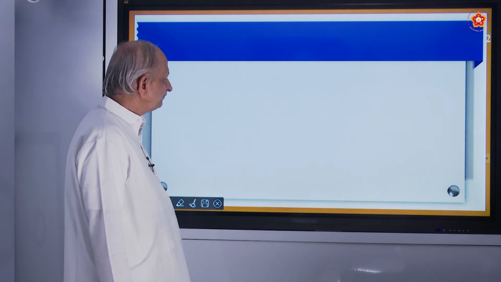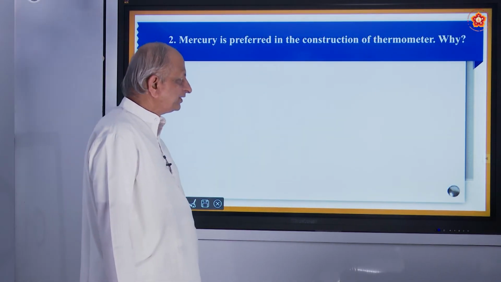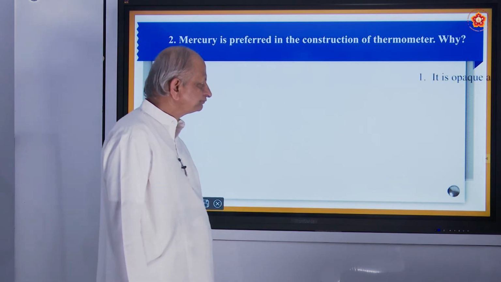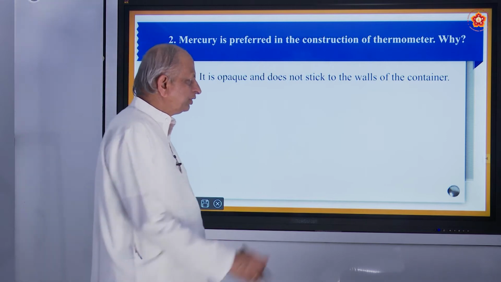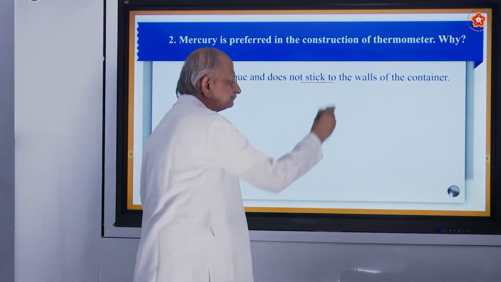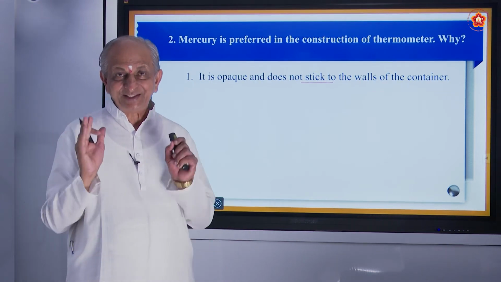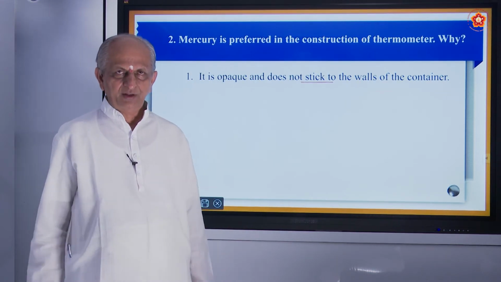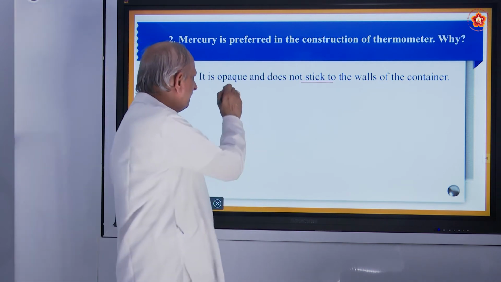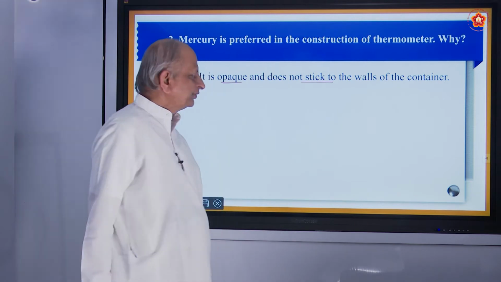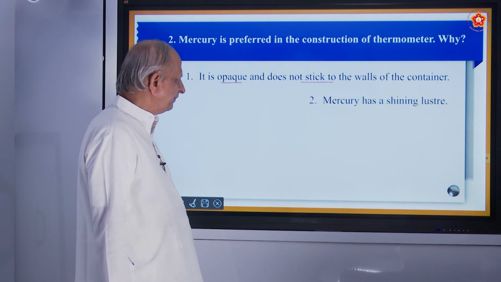Now today we have to study one more question. Mercury is preferred in the construction of a thermometer. Why? Because it is opaque and does not stick to the walls of the container. If you take water, what happens? It sticks to the walls. Mercury does not stick. That is a property. And it is opaque also, so that you can see the level of mercury clearly inside the thermometer.